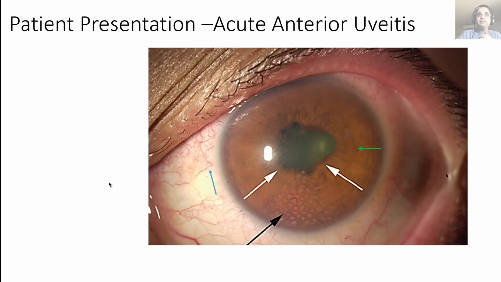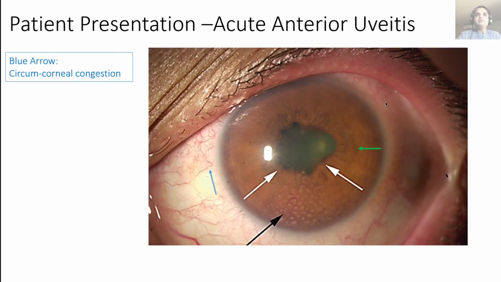And you have all these arrows that I've already marked, and all you need to do is identify what sign or what lesions or abnormalities these arrows are pointing to. You can pause it right here, or you can just listen to what I'm going to say. We'll start off with the blue arrow, and this blue arrow is showing circumcorneal congestion, which is also called circumciliary congestion, which is also called limbal congestion.